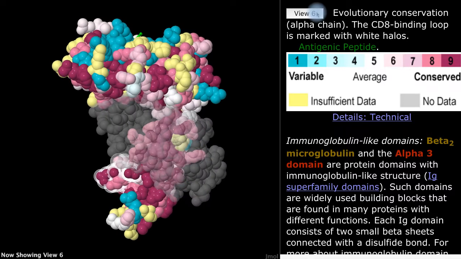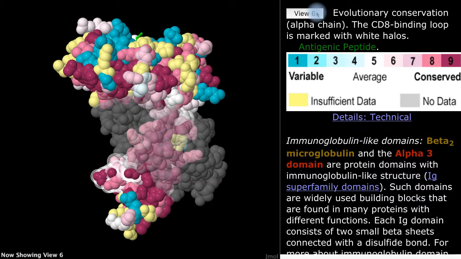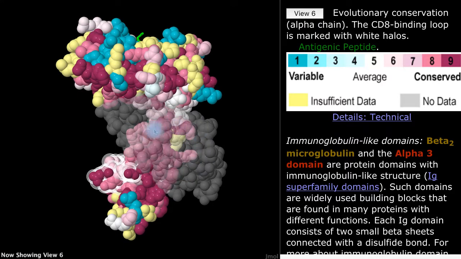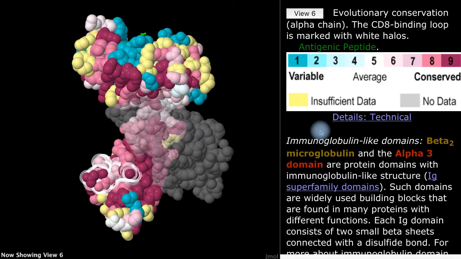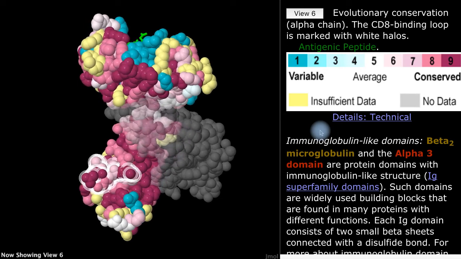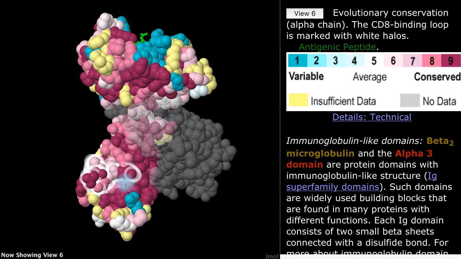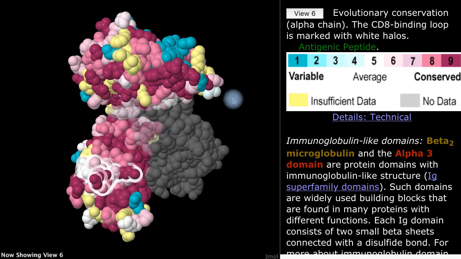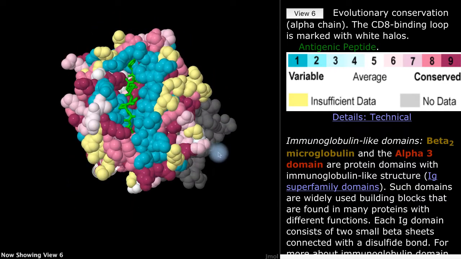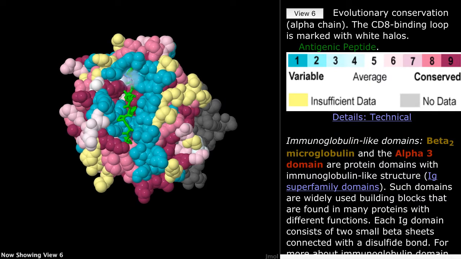View 6 colors each amino acid of the alpha chain by evolutionary conservation, according to a multiple sequence alignment. Beta-2 microglobulin is in translucent gray. Several amino acids in the CD8 binding loop are very highly conserved. The peptide is in green.